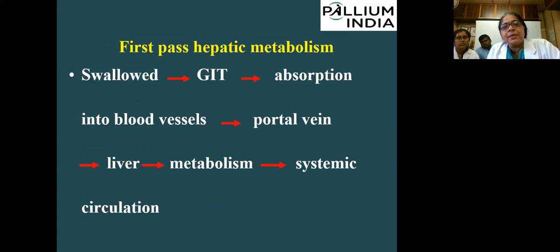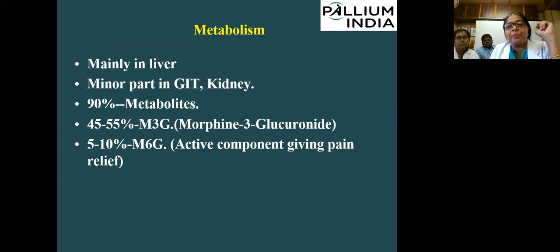Next slide, please. So when this drug goes into the GIT, it gets absorbed into the blood vessels and goes through the first pass hepatic metabolism into the systemic circulation. Next slide. So the metabolism that we see is mainly in the liver. There is a small part in the GIT and the kidney, and these metabolites are of two types. The active component, which gives pain relief, is the M6G, and morphine 3-glucuronide is the other metabolite.